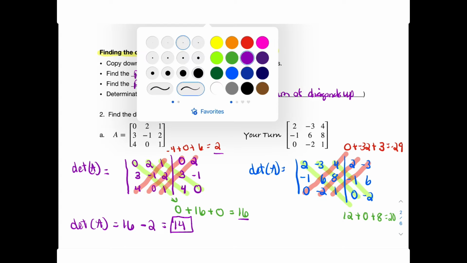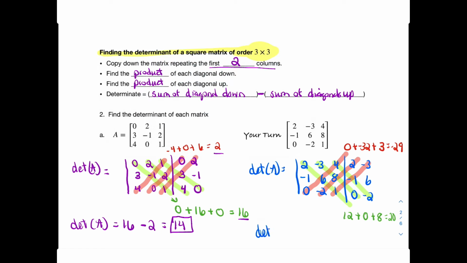Then my determinant of this matrix is equal to the sum of the diagonals down of 20 minus the sum of the diagonals up, which was negative 29, so that becomes 20 plus 29, or 49.